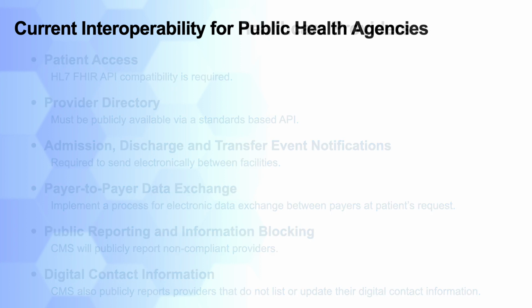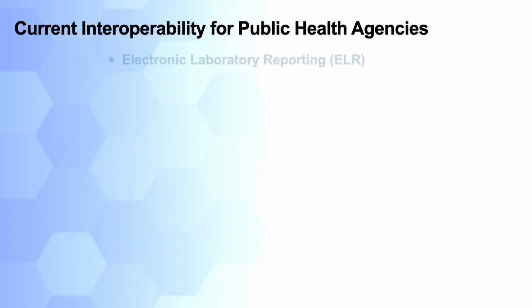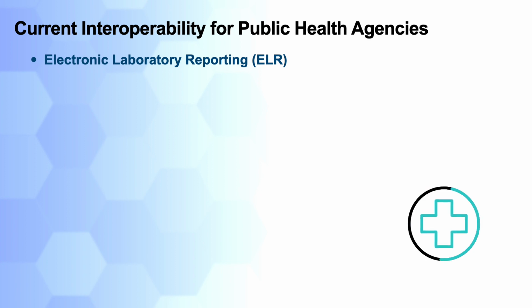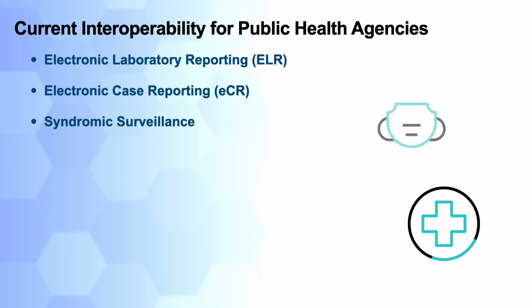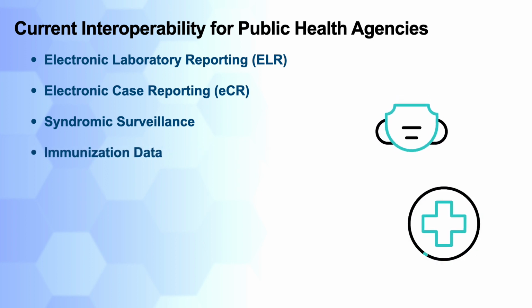Additional healthcare organizations subject to interoperability requirements include public health agencies, or PHAs. One area they must comply with includes electronic laboratory reporting, or ELR, capabilities. Electronic case reporting, or ECR, has also become the focus of interoperability requirements. Syndromic surveillance, which has been a regular practice of PHAs for over a century, is now also governed by interoperability standards. Immunization data is yet another area of public health that must be compliant.